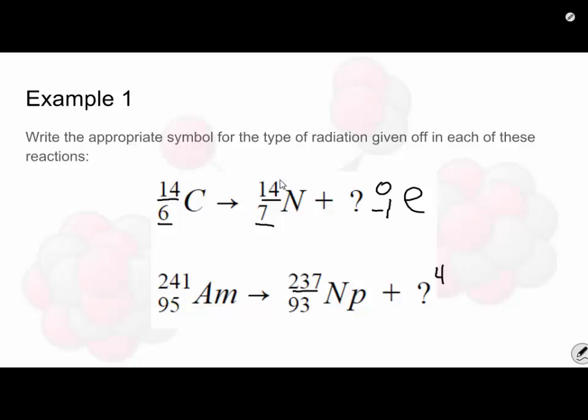Now let's check our atomic numbers. So we have 95 on this side. We have 93 on this side. So 93 plus what gives us 95? And so we would say 2. And so 4 over 2 is our helium, or our alpha particle. So we could write it as 4 over 2 He, or we could write it 4 over 2 with our alpha symbol, however you'd like to write it.